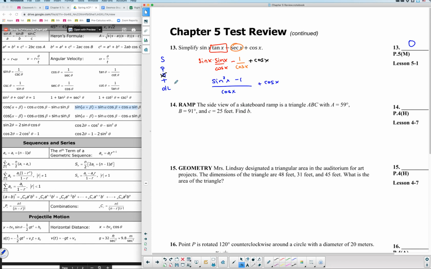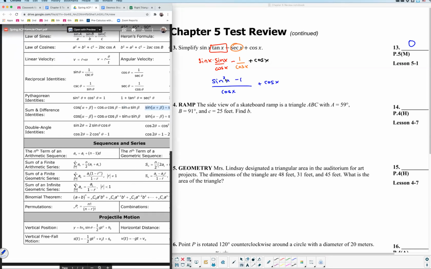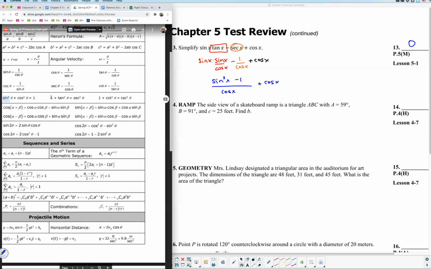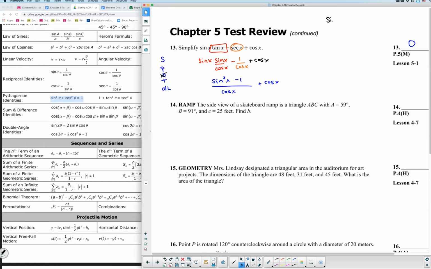Pythagorean, do I have ones and squares? Yes, I have a squared and a 1. So I'm going to go to the Pythagorean identities and look for the Pythagorean that has a sine squared, which happens to be the first formula. But we need to manipulate this formula. The formula is written as sine squared plus cosine squared equals 1. Over here I have sine squared minus 1. So if I subtract 1 from both sides, I do now have sine squared minus 1, but right now I have a positive cosine squared.